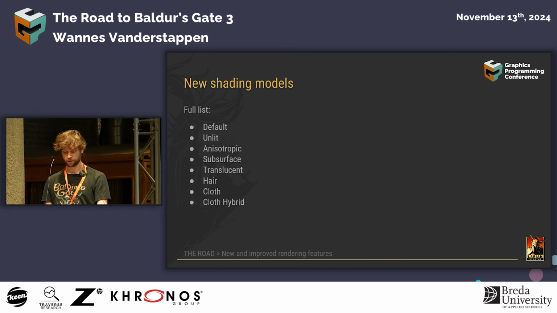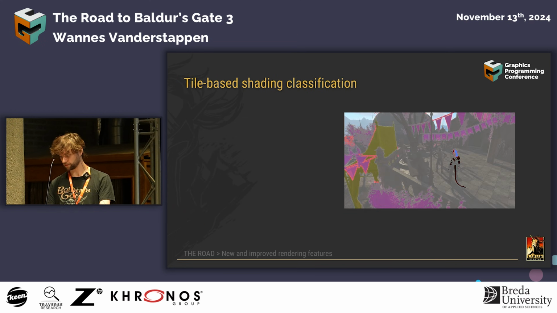But that meant that we had now a pretty long list of shading models. So the first 3 we already had, then the next 4 I just showed you. And then cloth hybrid is basically, well, it allows artists to blend between cloth and a regular default shading model. But this meant very expensive branches in our clustered lighting paths. So we added tile-based shading classification.